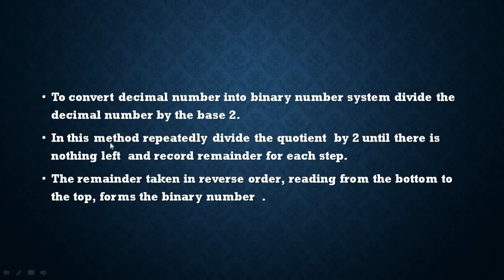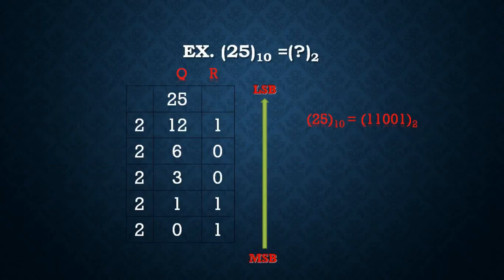In this method, repeatedly divide the quotient by 2 until there is nothing left, and record the remainder for each step. Nothing left means that whenever the quotient becomes 0, at that time we stop the division. The remainders taken in reverse order, reading from the bottom to the top, form the binary number. We take one example here.